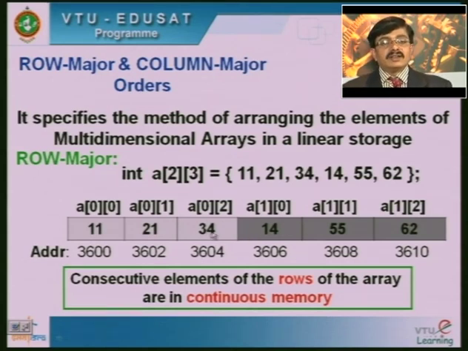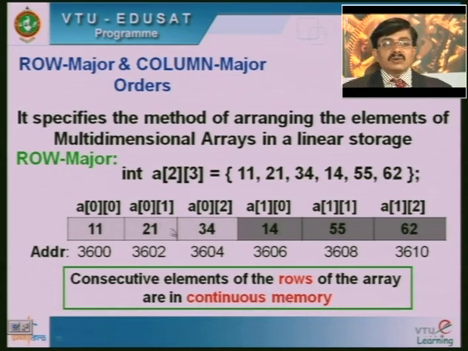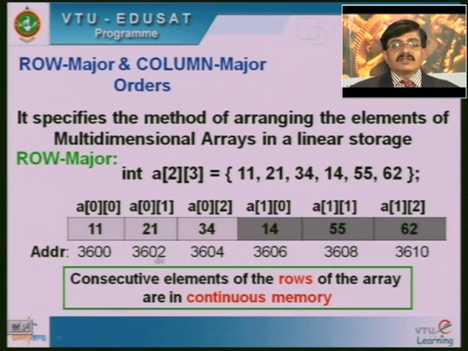We can differentiate between the rows by the colors I have used here. This is in a light color, whereas this is in a gray color. 11, 21, 34 are the elements of the 0th row, 14, 55, 62 are the elements of the next row, and so on. Since the elements are arranged row wise, we call this row major ordering. Consecutive elements of the rows of the array are in continuous memory areas. This is the meaning of row major ordering. First I print the elements of the 0th row, next the elements of the first row, next the elements of the second row, and so on.